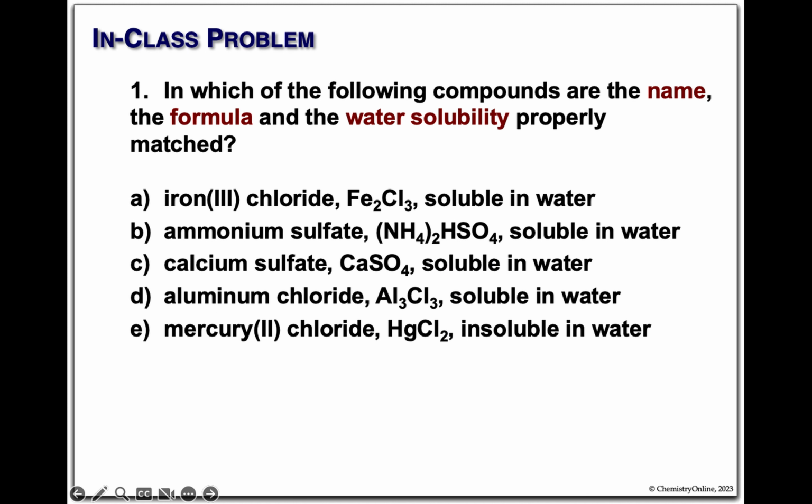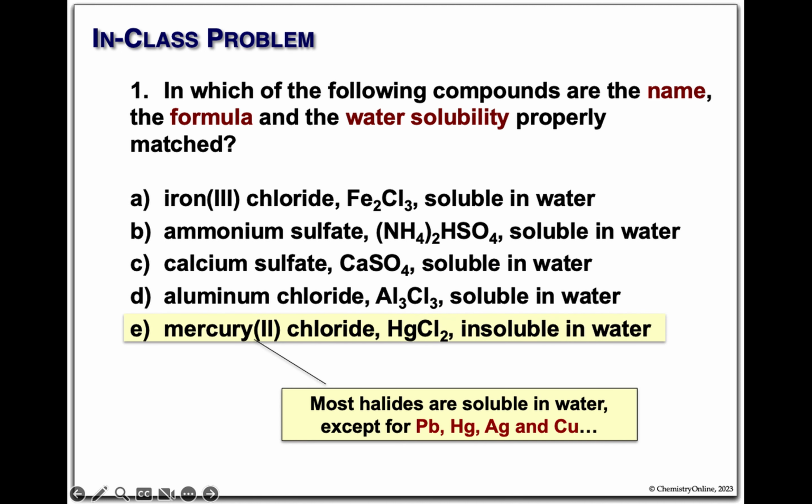Mercury 2 chloride. Chloride will be -1, mercury +2, that works. Insoluble in water. We know that most halides are soluble in water. The exceptions are lead, mercury, silver, and copper. So, this one is correct. Correct name, correct formula, it is insoluble. Any questions?